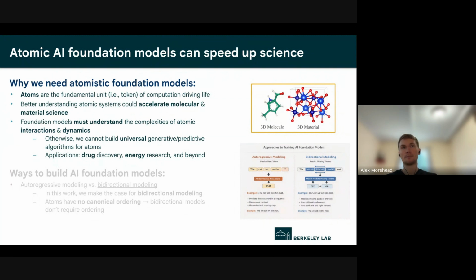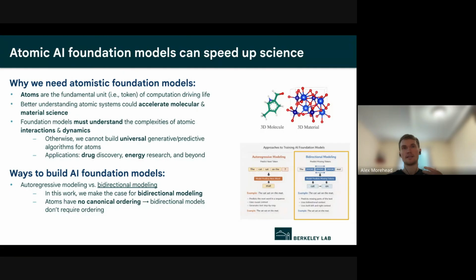If you had that kind of model, though, that could serve as this universal generator and screening algorithm in those domains, it would be applicable across a wide range of settings. Like, for example, energy research, drug discovery, and so on and so forth. So we're really motivated to try to design an atomic AI foundation model. Now, the question is, how do you do that?